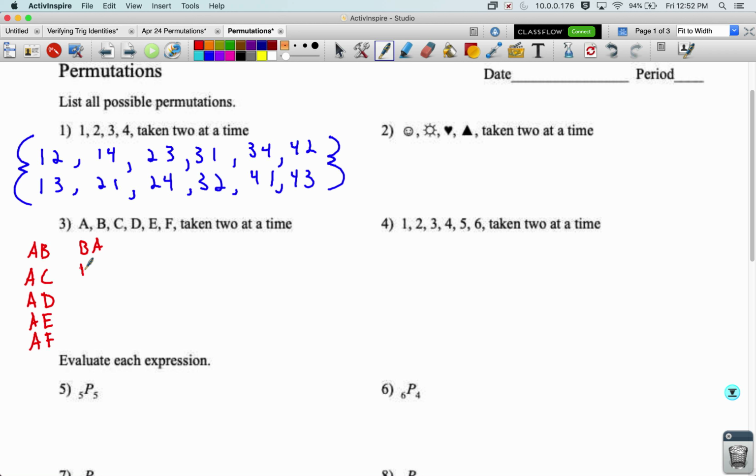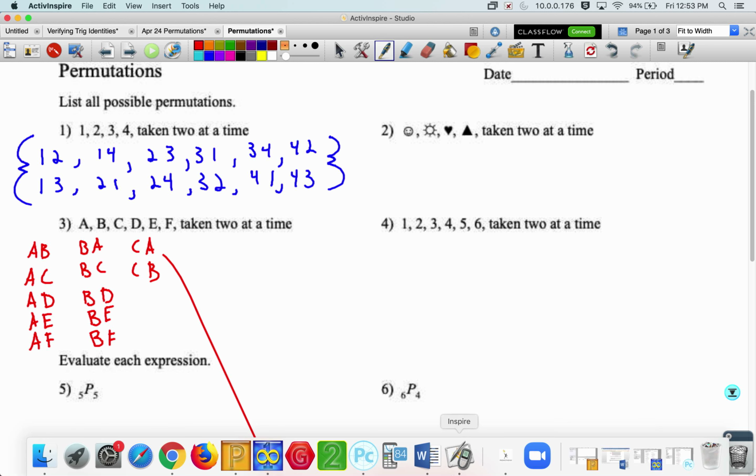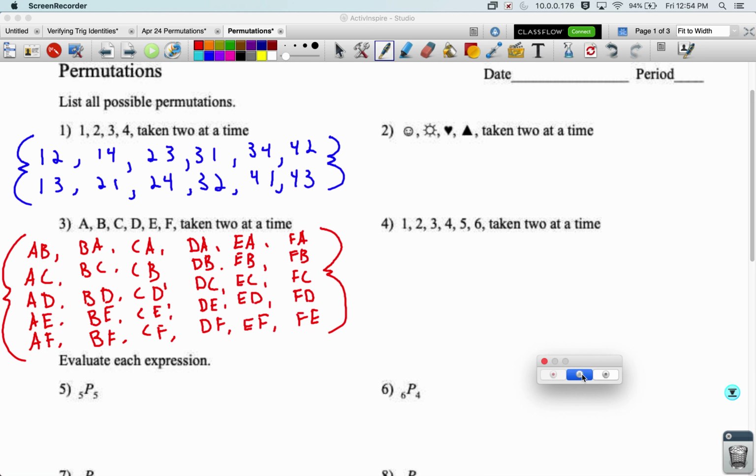BA, BC, BD, BE, BF, CA, CB. Here, I'll do a quick pause here and fill in the rest. Not so quick pause. All right, there's all the combinations.